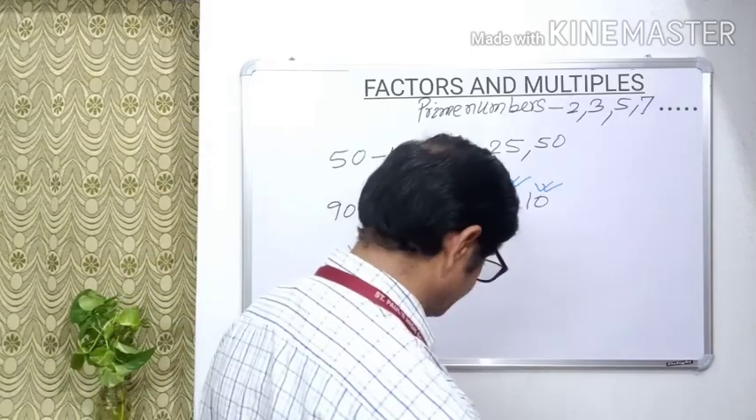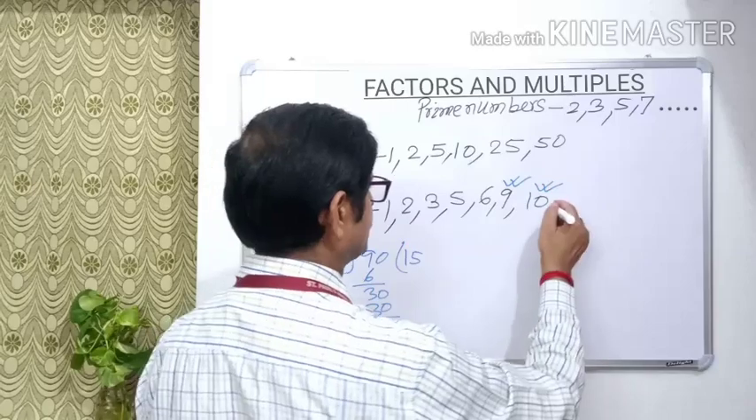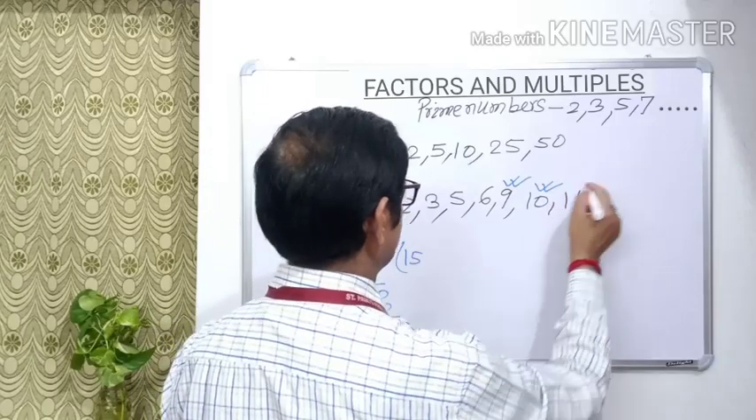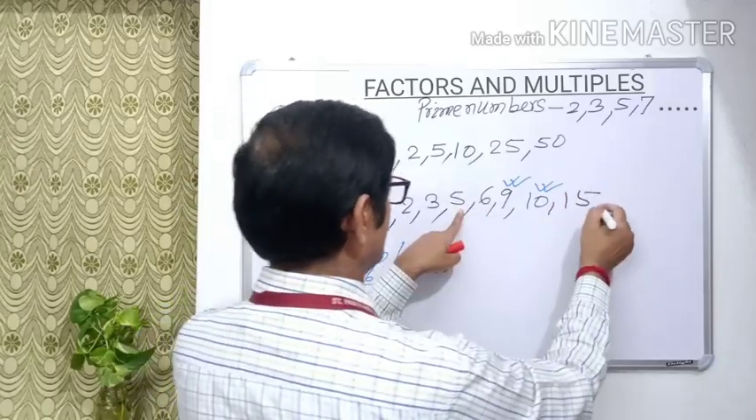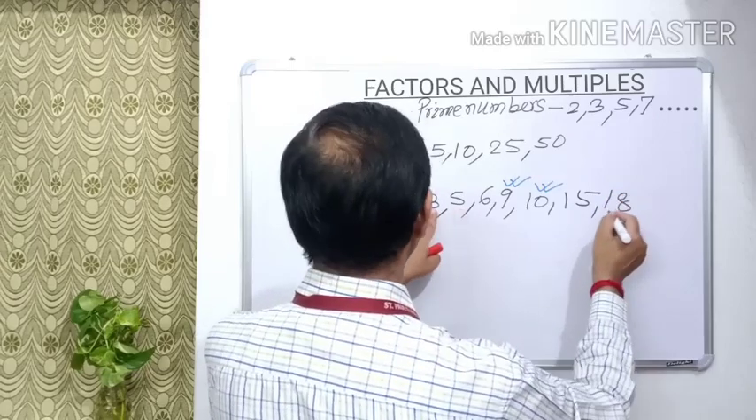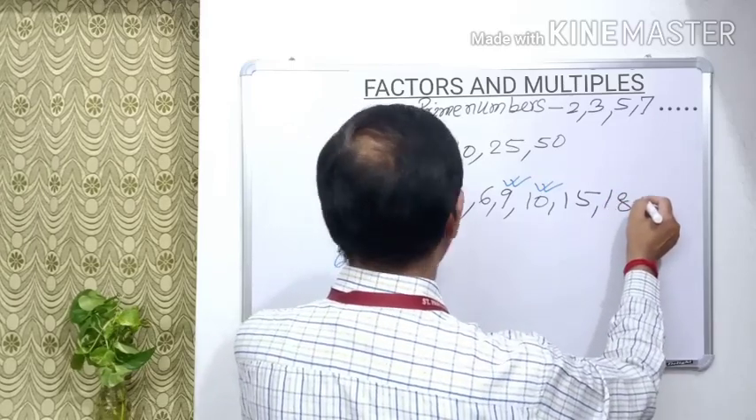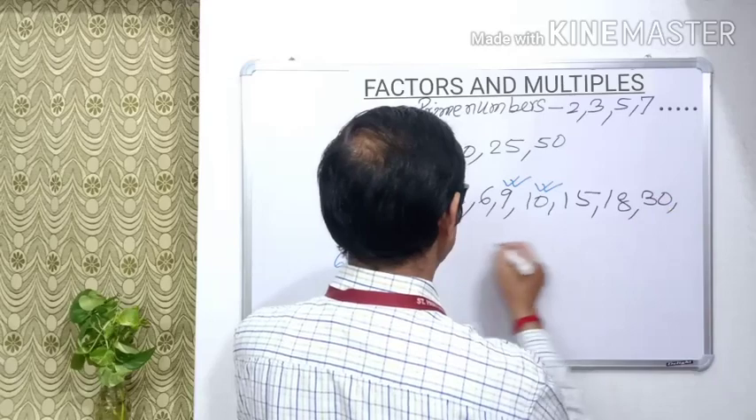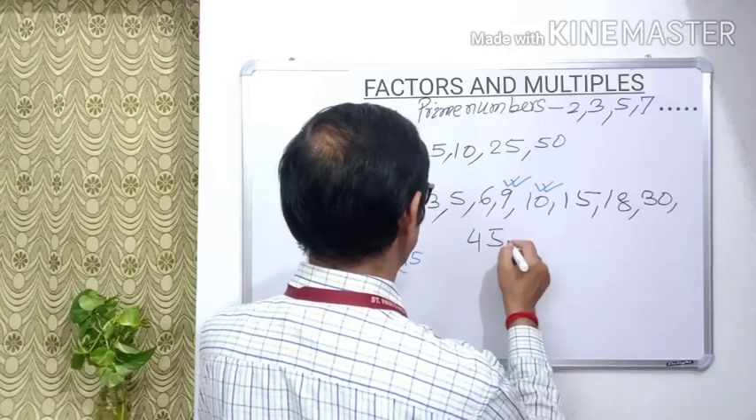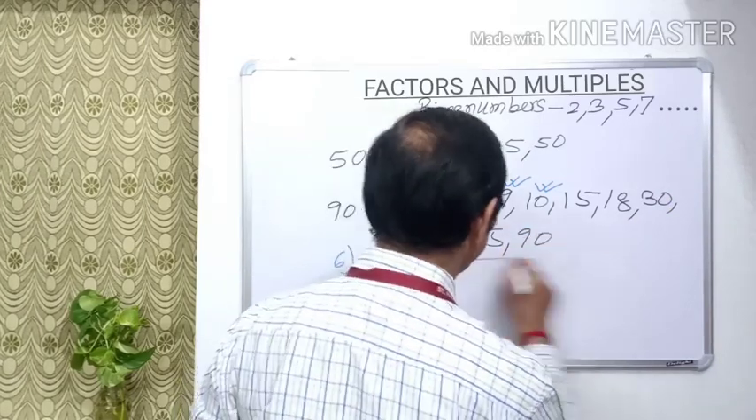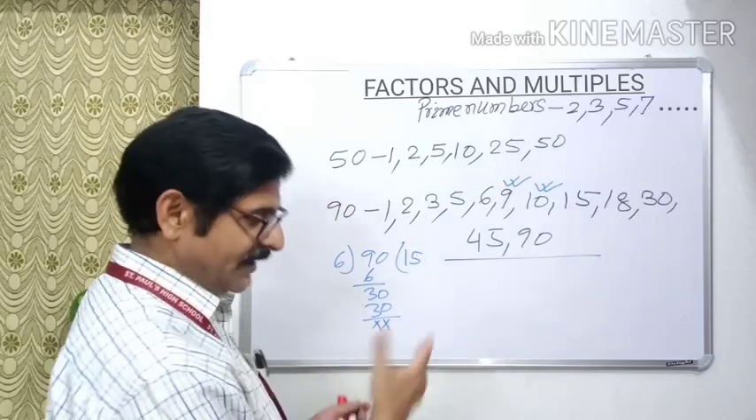So write here 15. In the same way, divide it by 5 and you will get 18. Divide by 3 to get 30. By 2 to get 45 and by 1 to get 90. Isn't it easy? Let us take one more number.